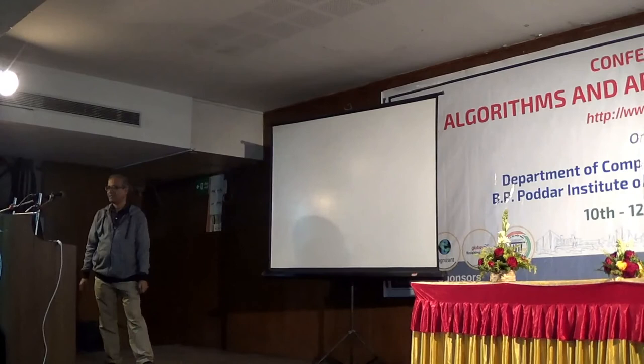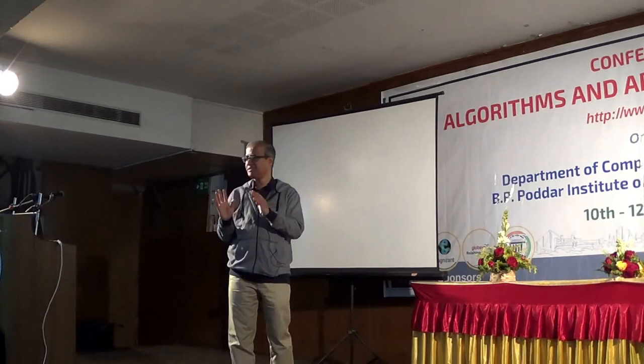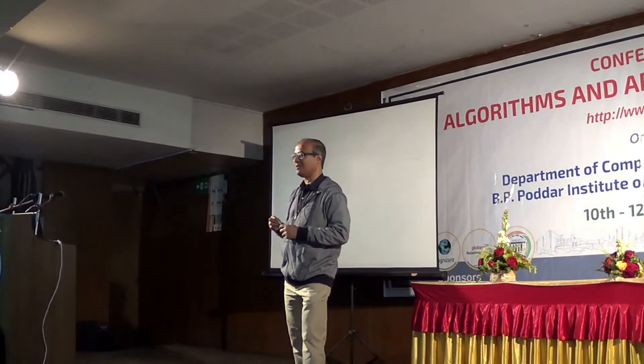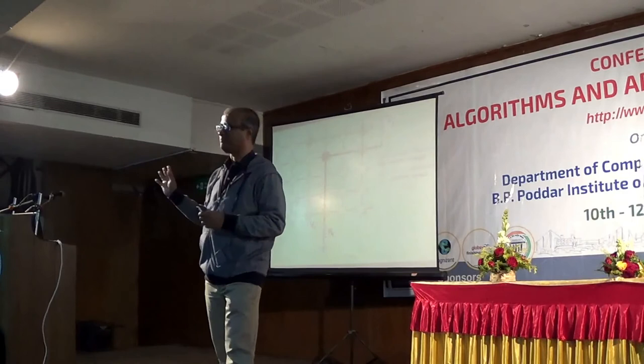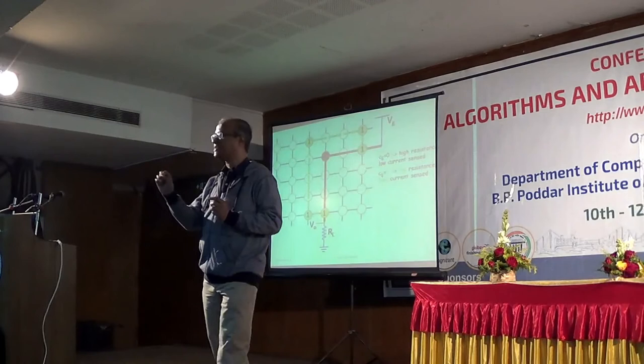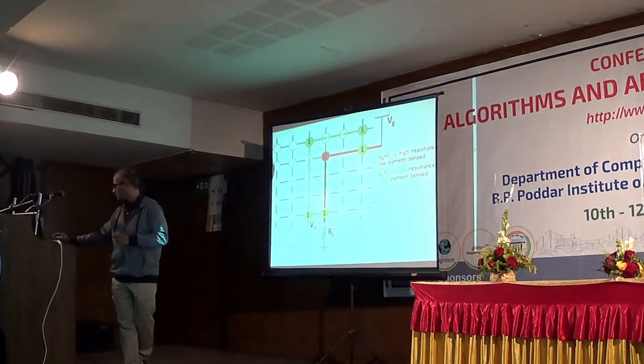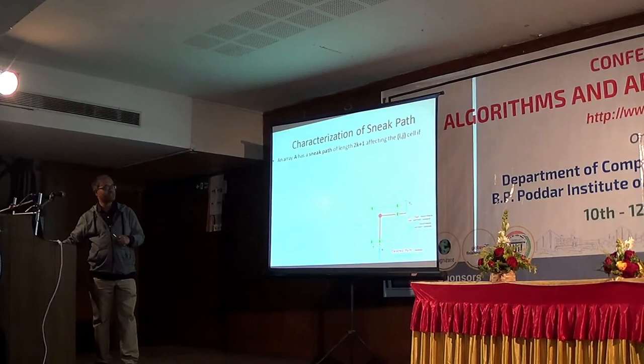Whenever you are using memristors in memory, or any other application where you want to read the value of the memristors, you should be aware of the sneak path problem. I am not going into the theory of it. There are very nice papers where graph theoretic algorithms have been proposed to detect and mitigate the sneak path problem. There are very interesting algorithmic applications here. So I am just giving the result, what has been found out.